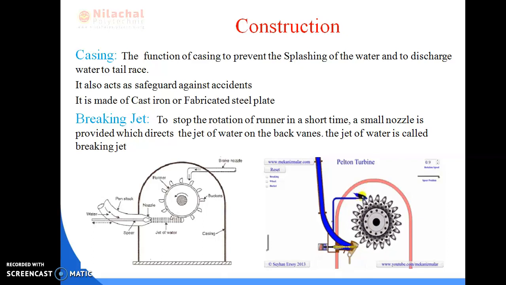Next point is the casing. Casing is provided to prevent the splashing of water, and also the water after striking the blade runs to the tail race. Next point, there is a braking jet. Braking jet is nothing but the jet of water coming out from the nozzle to stop the motion of the runner during no striking of water at the nozzle case.